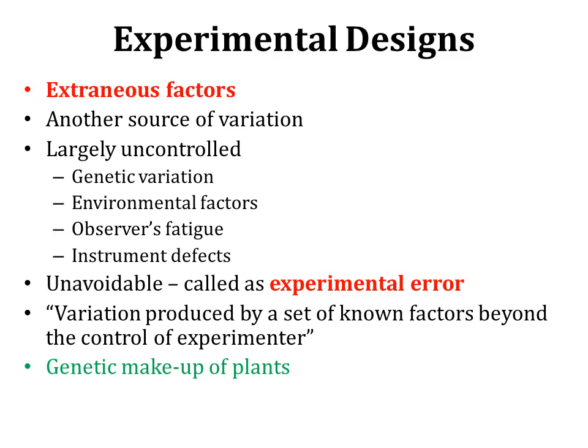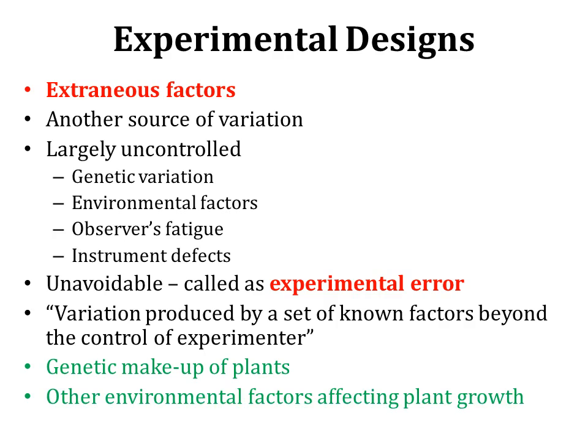For example, in this case, the genetic makeup of plants and other environmental factors that affect plant growth. So these are examples of the extraneous factors that can result in experimental error, which is a source of variation among the responses of different experimental units.